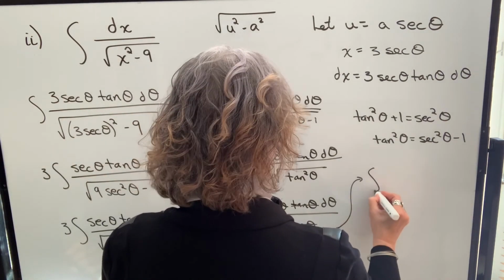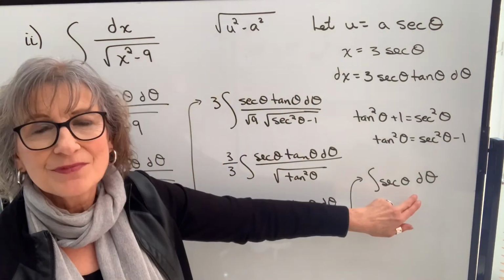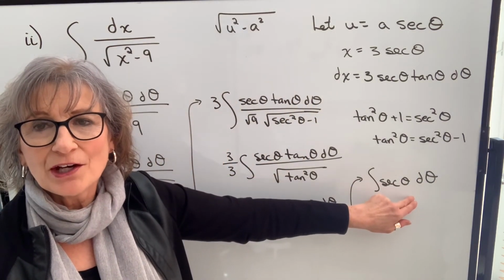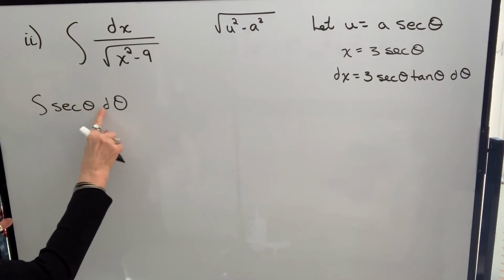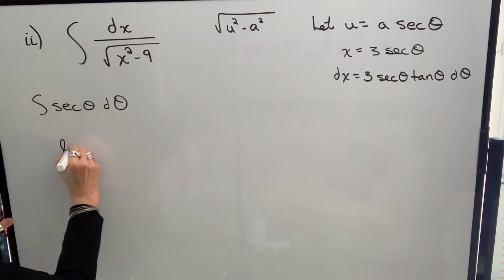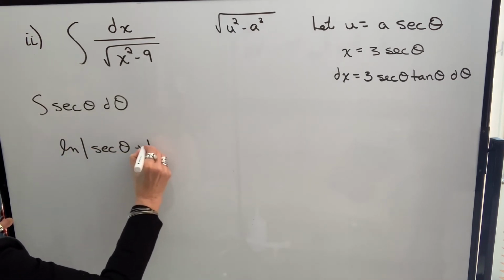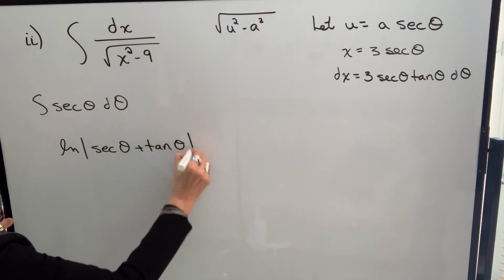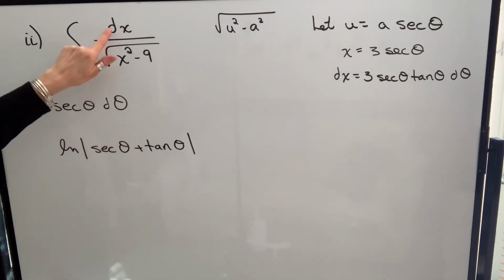So now I'm just finding the integral of secant theta d theta. We can integrate this. We already have a pattern for this in our basic trig patterns. The integral of secant theta d theta is the natural log of the absolute value of secant theta plus tan theta. And I'll worry about the constant of integration when I'm done. I have my integral in terms of theta. I need it in terms of x.